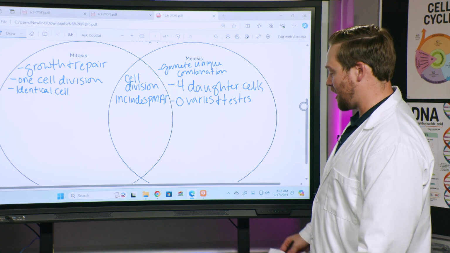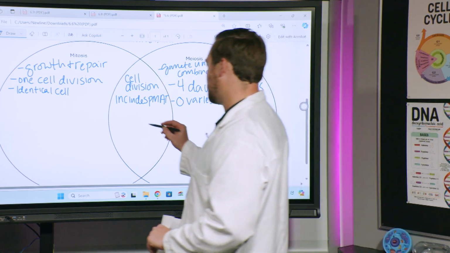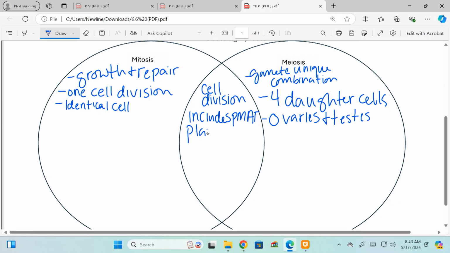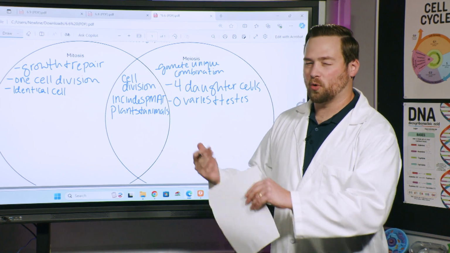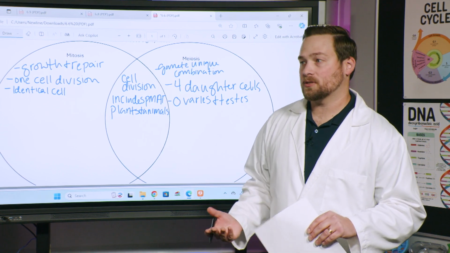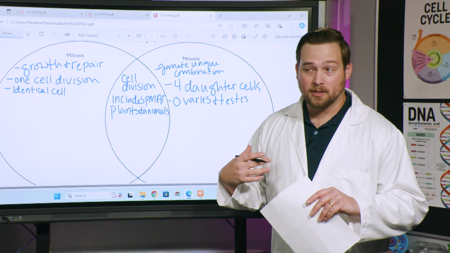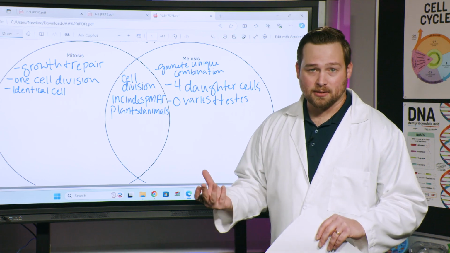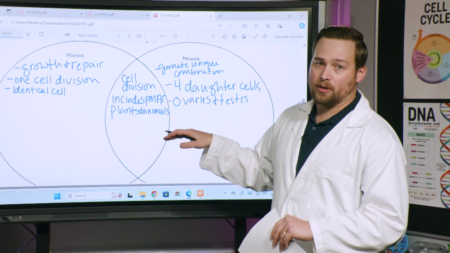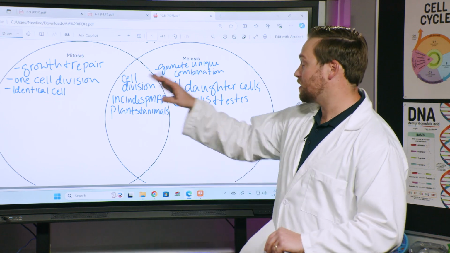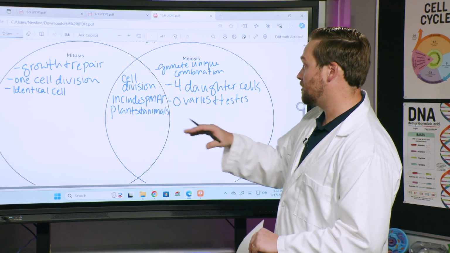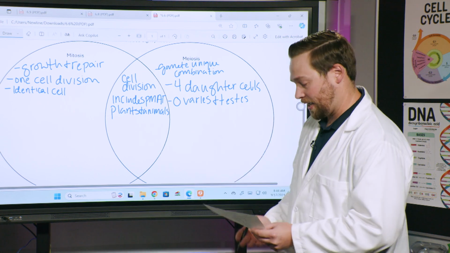The next one says can occur in plants and animals. That one also goes in the middle. I wanted to include that one because it's really easy to forget when we're talking about mitosis and meiosis. We usually just talk about humans because that's what we are and it's easiest to study. But I wanted to remind y'all that plants and animals are doing these processes, mitosis and meiosis. So it does happen in plants and animals.